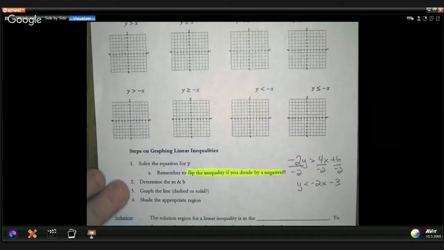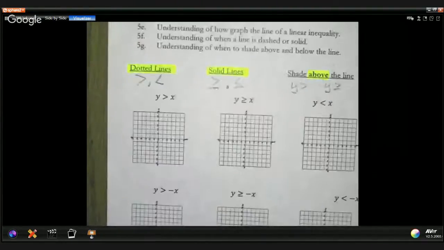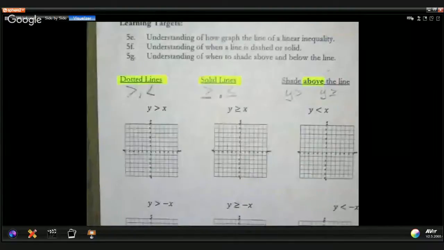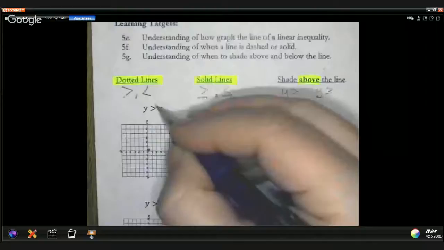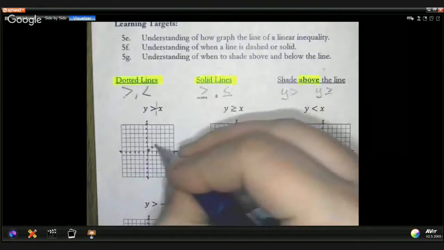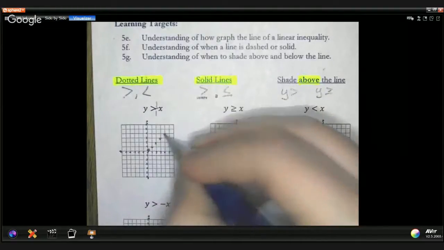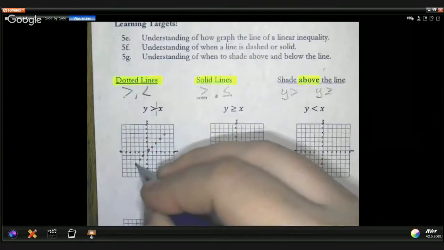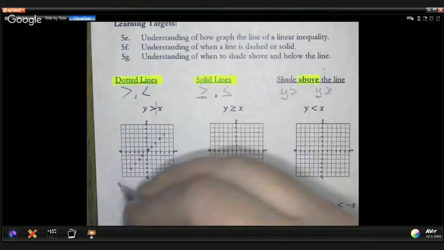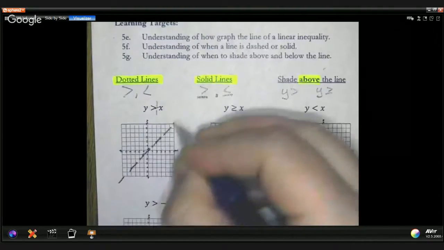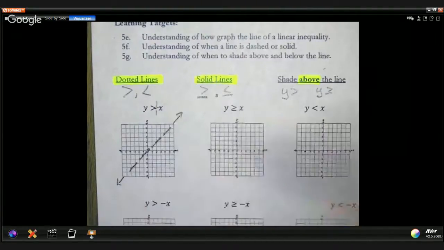All right. So let's go ahead and focus in on these first so that you get an idea of what it looks like. We're just doing the basic parent graphs of each of these, when it's just y is x. And so that's right here. And then this is just 1 over 1, so it's just this diagonal line. And since there's no line underneath this, I know that this is going to be a dashed or dotted line. And it says y is greater than.